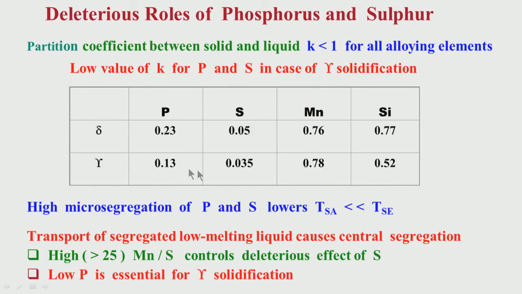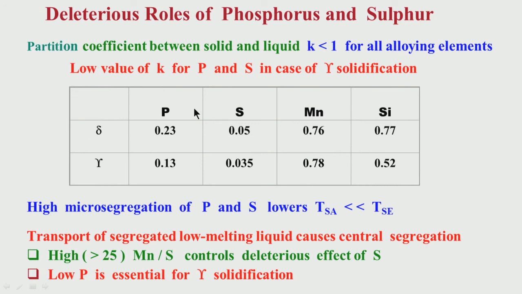And I have also mentioned that phosphorus and sulfur are more potent segregating solutes, segregating elements, compared to other alloying elements like manganese, silicon, chromium, nickel. So, with phosphorus and sulfur we have to be very, very careful so that they do not create segregation.